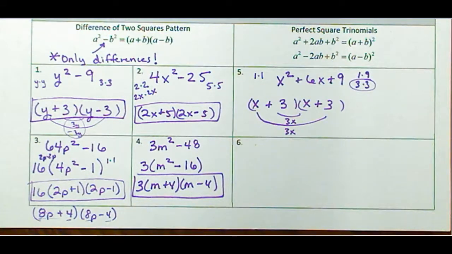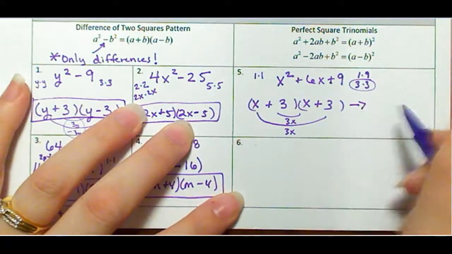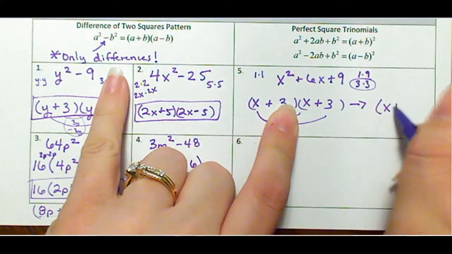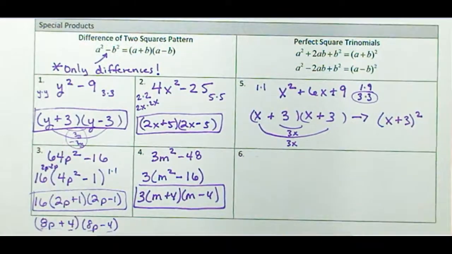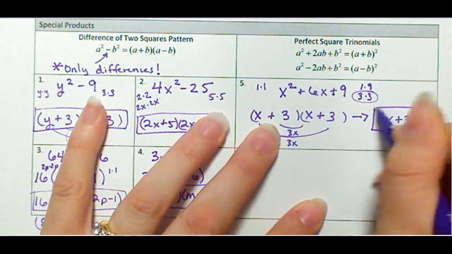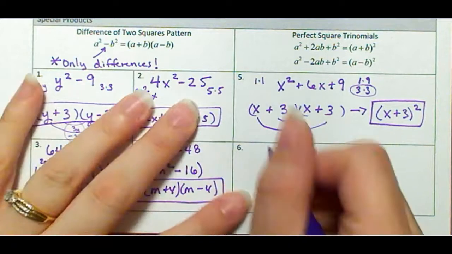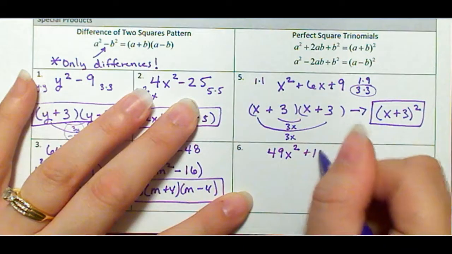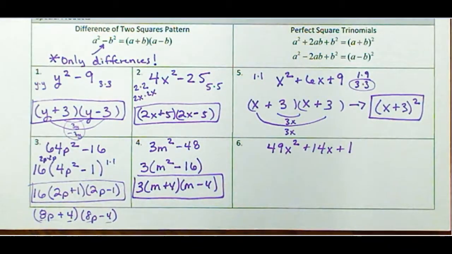We've seen these before when we were multiplying things out. The only difference with this problem and the ones we've been doing is that our final answer may look a little different. Because these are the exact same factor, we generally write it as x plus 3 to the second power. It's just a little shortcut so we don't have to write both factors out. So here would be our final answer, x plus 3 squared. Now I want you to try number 6, 49x squared plus 14x plus 1. Factor that out, and when you're ready, turn the video back on.